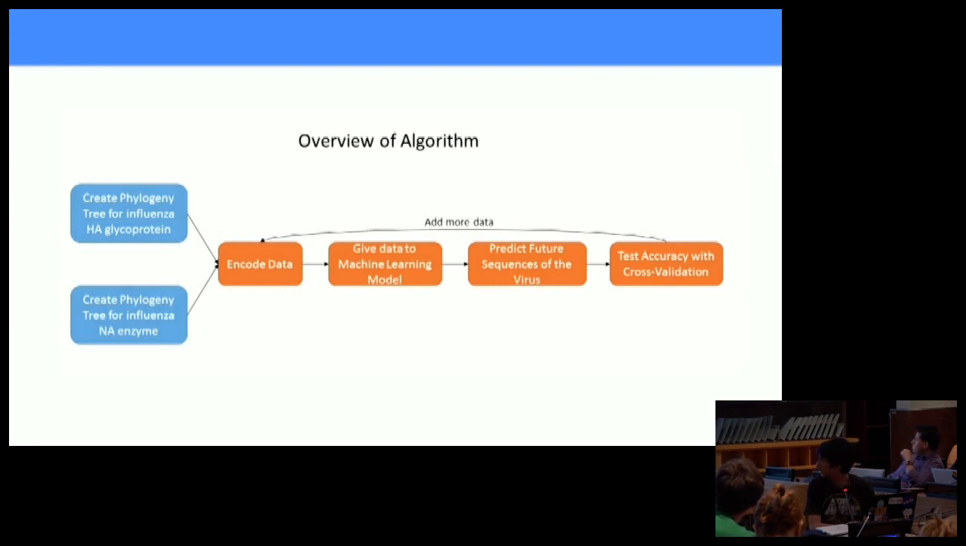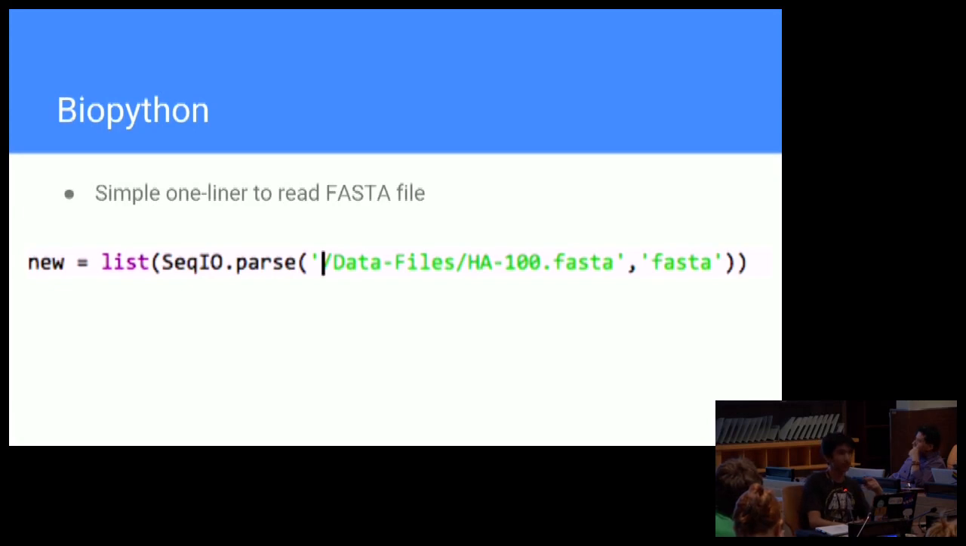This is a diagram that I drew showing the overview of everything I would do. I would create a phylogenetic tree for each protein, so pretty much the grandparent to parent to child relationships between flu strains. Next, I would encode the data, and then give the data to my scikit-learn algorithm and test the accuracy using cross-validation, and then add more data and continue doing this until I reached a favorable result. So this is what I could do with BioPython.